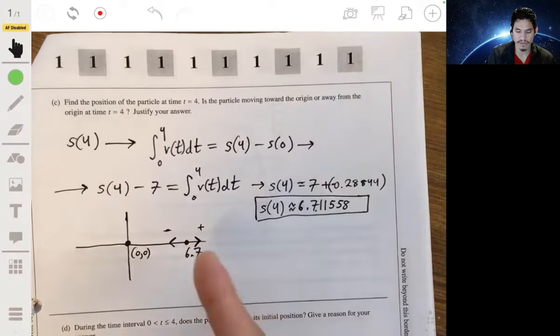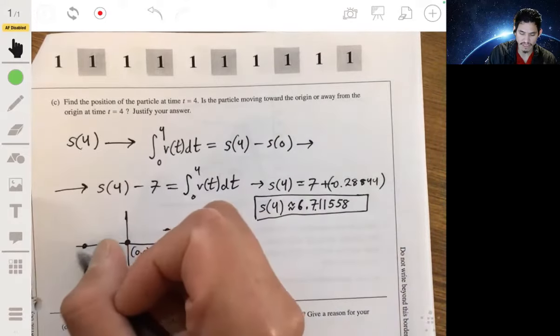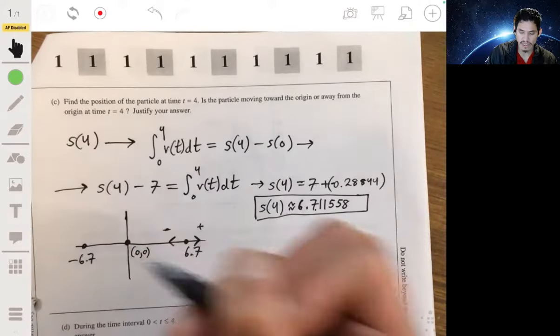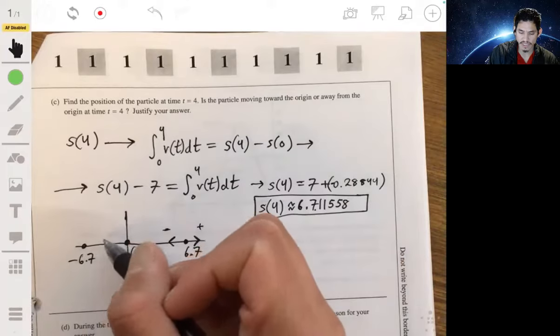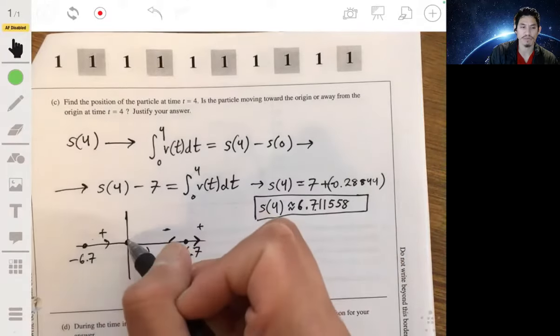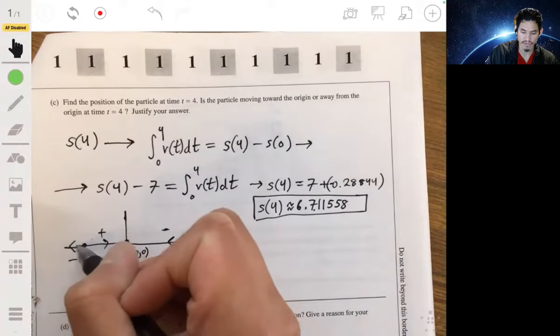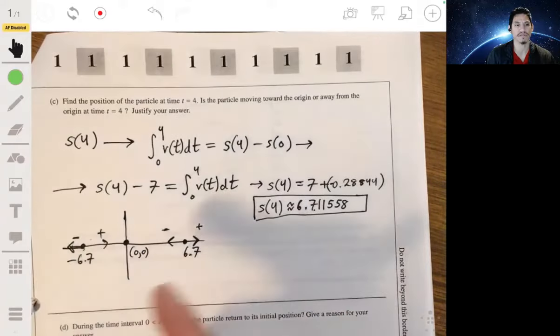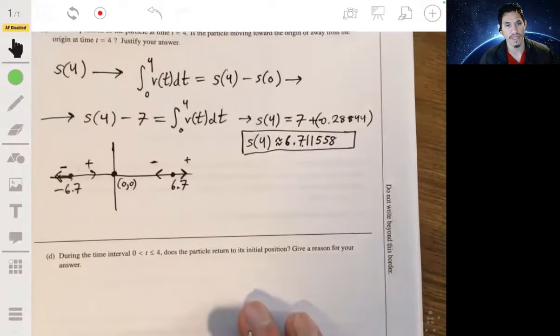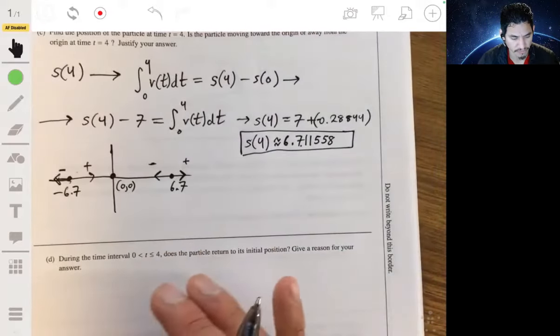The reason for this is that if the position was negative, let's say negative 6.7, then it'd be the opposite. If velocity was positive, it would be moving toward the origin, and if velocity was negative, it'd be moving away from the origin. So you have to make sure you address both. They both have to go with each other.